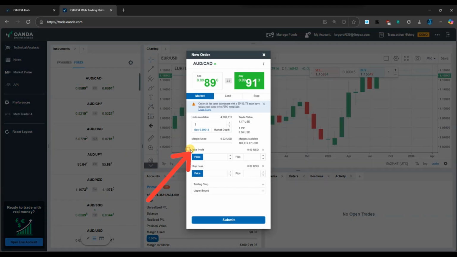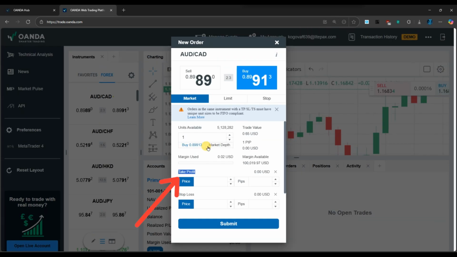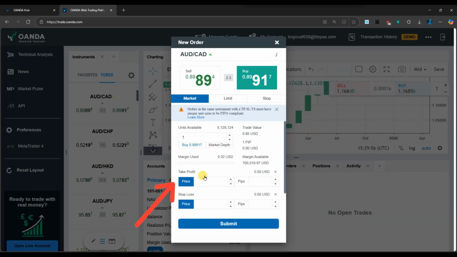Here you will see the option to set your take profit level. The take profit is designed to automatically close your trade once the price reaches your chosen profit target, allowing you to lock in gains without monitoring the market all the time. You can enter the exact price level where you want to take profit.